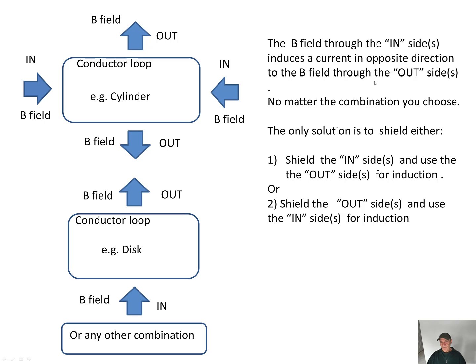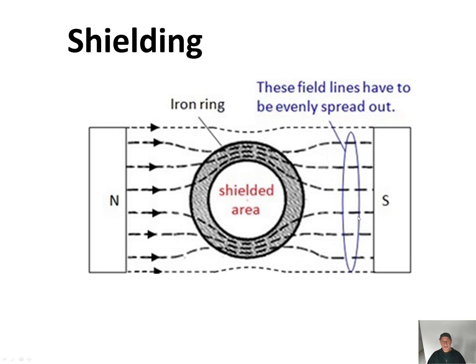No matter the combination you choose, the only solution is to shield. We either shield the inside and use the outside for induction, or shield the outsides and use the insides for induction. What shielding does is move the B field away from the wire, so it does not induce a voltage in the wire inside the shield.